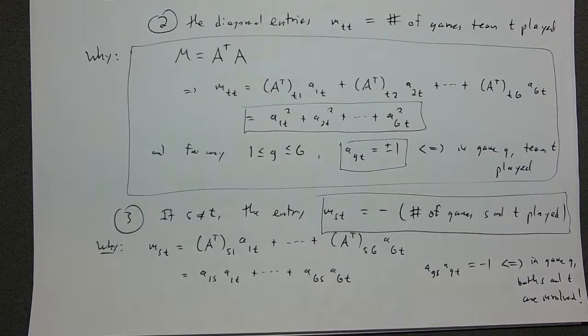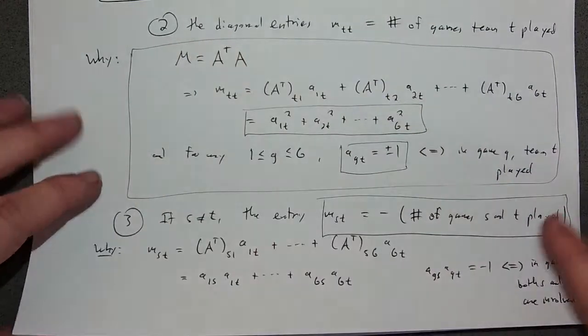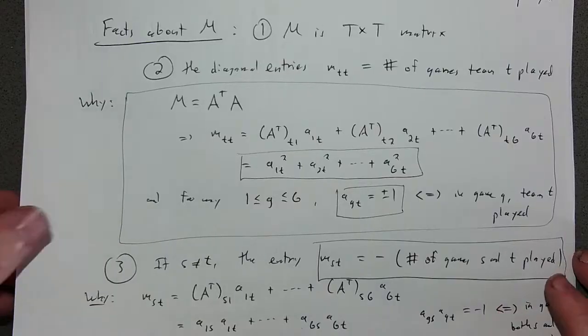So you can let me know if there's questions about that in the chat, but that's how this goes. So yes, someone posted in the chat that it tracks the number, minus the number, however you said it. But yeah, this is minus the number of games they played against each other. Okay, more facts about M. We're not done. So these are 3 facts about M.